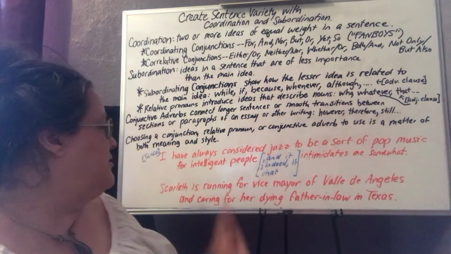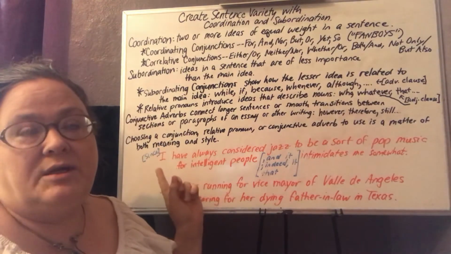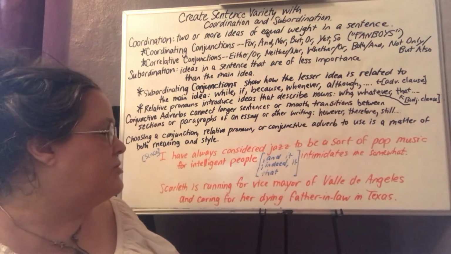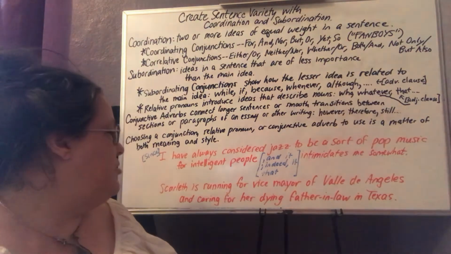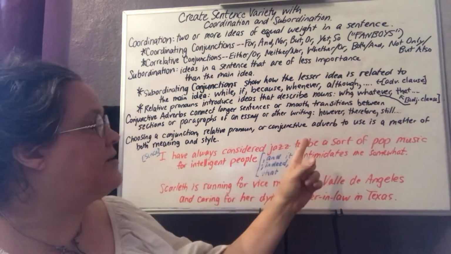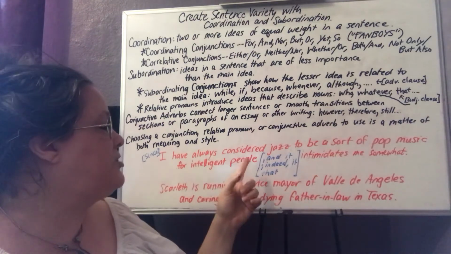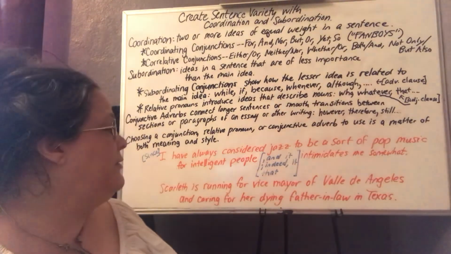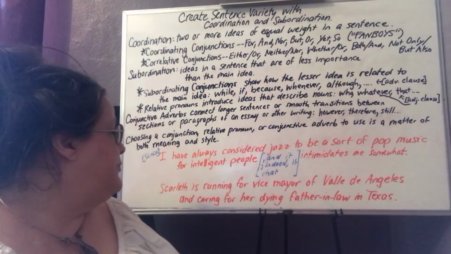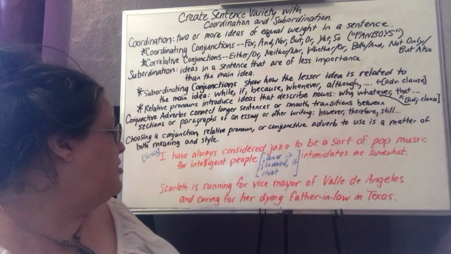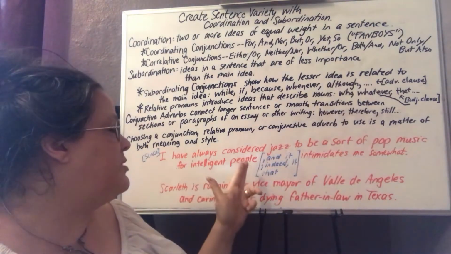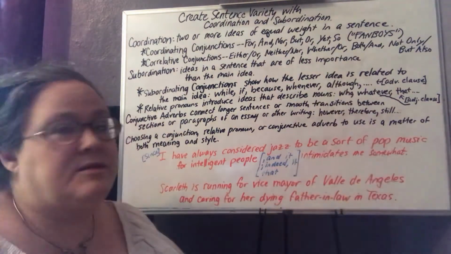When we have a subordinating conjunction at the beginning of a sentence, the clause that it introduces needs a comma after it. So it would be, "Since I have always considered jazz to be a sort of pop music for intelligent people, comma, it intimidates me somewhat." And then another way is, "I have always considered jazz to be a sort of pop music for intelligent people. Indeed, it intimidates me somewhat."